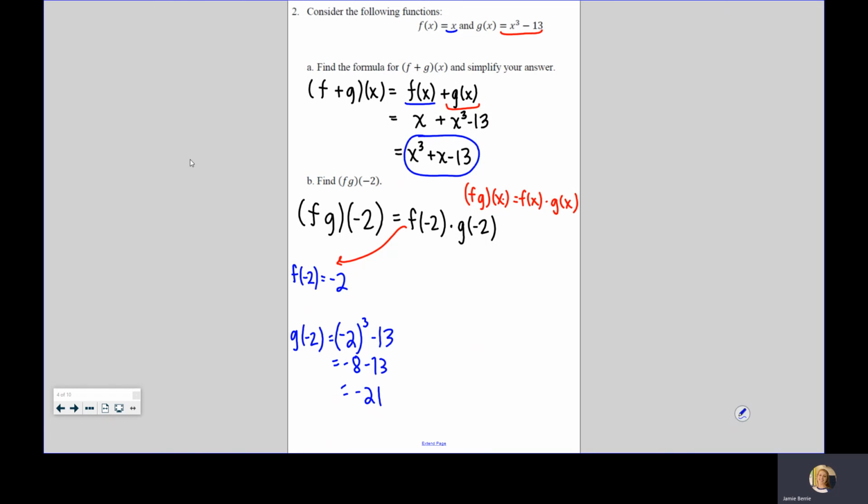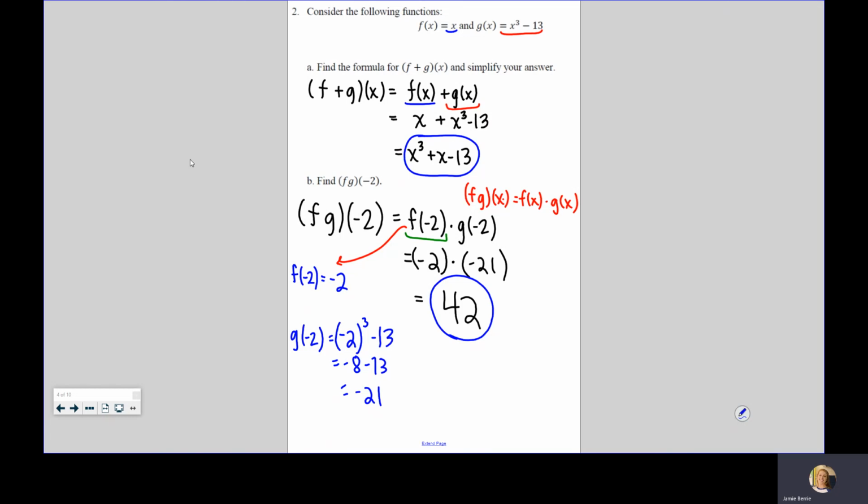All right, now we've got our numbers, we can just go plug them in. So f of negative 2, we said that was negative 2. All right, so that's negative 2. Just put it in parentheses, make it look neat. All right, negative 2. And then times g of negative 2, we said was negative 21. So what's negative 2 times negative 21? Definitely positive. 42.